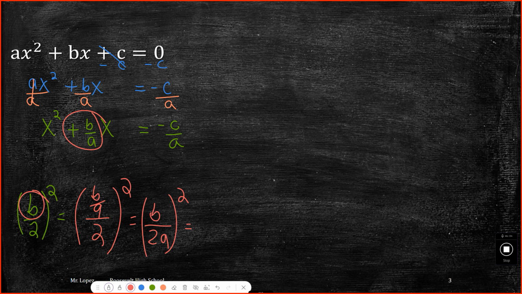That would be b squared. Yes or no on top? Yes. And then at the bottom, 2 squared is what? And then a squared, no? Yes? So this is what I'm going to add to both left and right. Plus b squared over 4a squared, and then you add it to both sides. b squared over 4a squared.